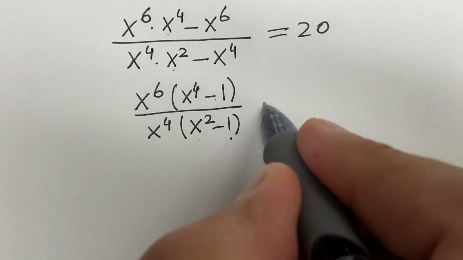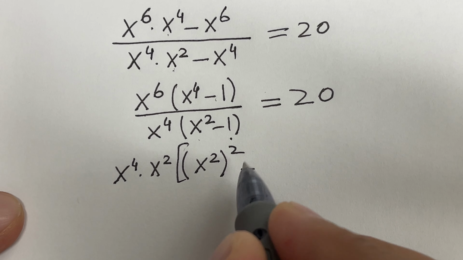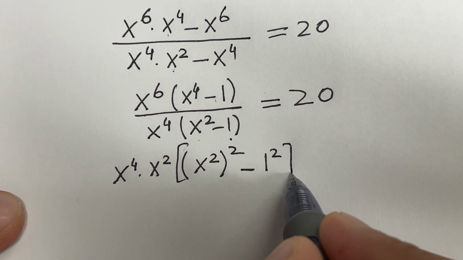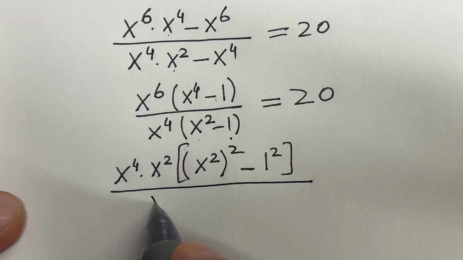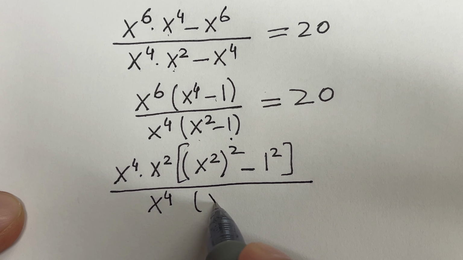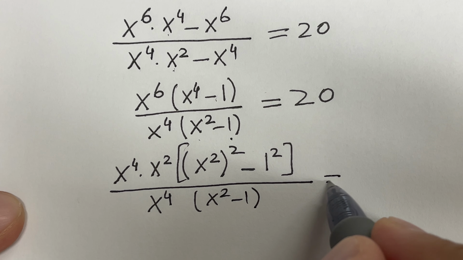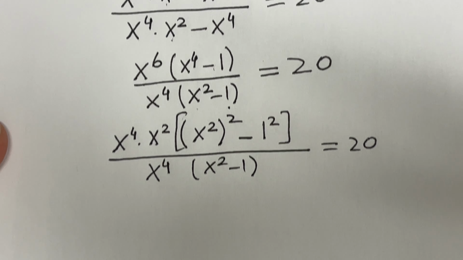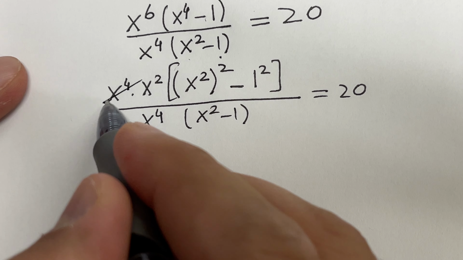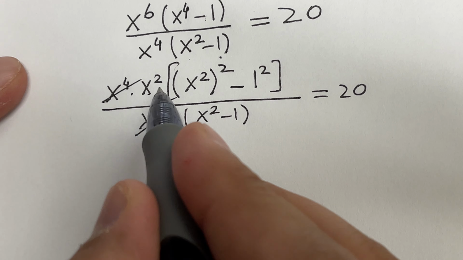Now if you remember, we have x raised to the power 6 here, which can be written as x raised to the power 4 times x raised to the power 2. And here x raised to the power 4 can be written as x raised to the power 2 raised to the power 2, because if you multiply these exponents you will get x raised to the power 4, and I can just write 1 as 1 square divided by, I have here x raised to the power 4 and this term as it is, and the right hand side is 20. Now I can cancel out this x raised to the power 4 with this one.